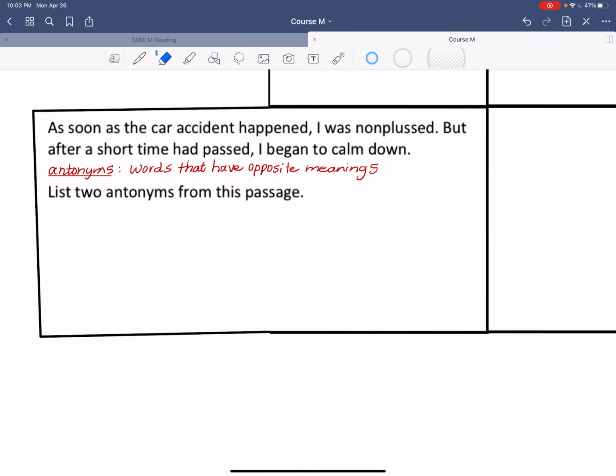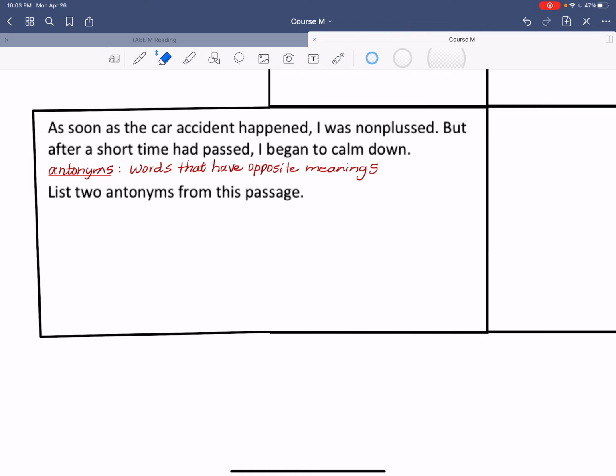So here's the little passage that I'm supposed to read. As soon as the car accident happened, I was nonplussed. But after a short time had passed, I began to calm down. Let me read that again. As soon as the car accident happened, I was nonplussed. But after a short time had passed, I began to calm down.